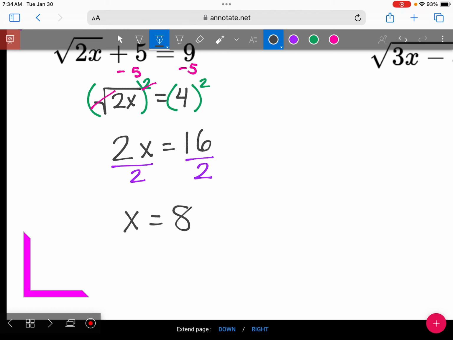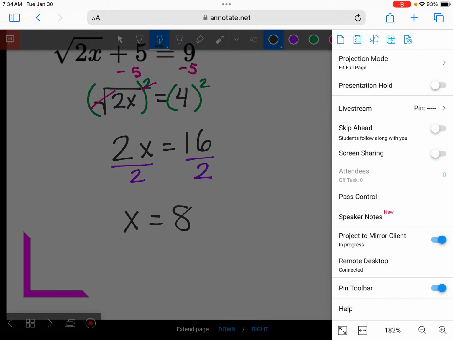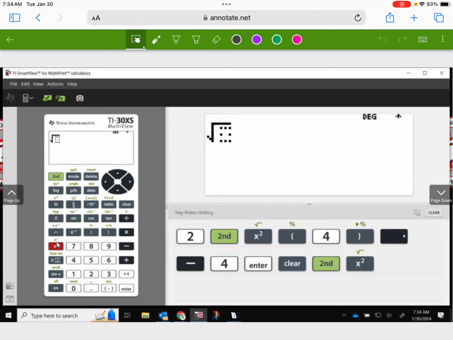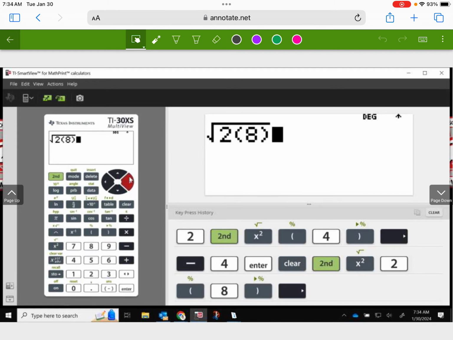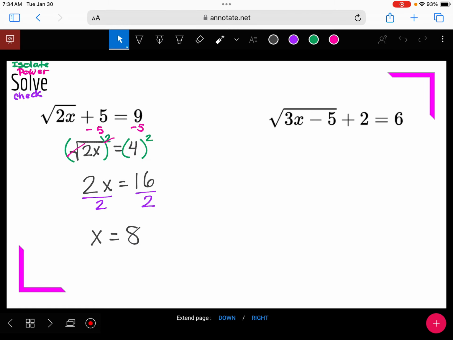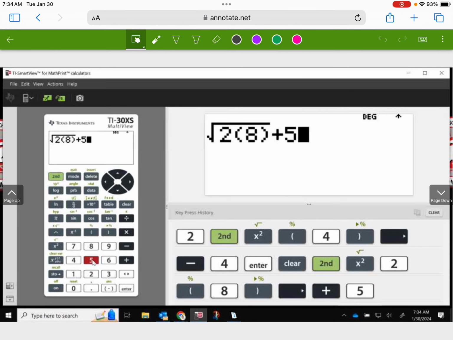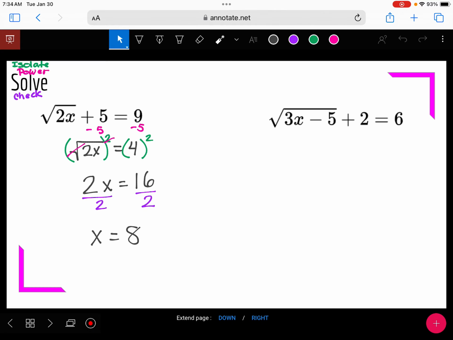And then we're going to check it to double check that we did it right. So we're going to grab a calculator, and we're just going to type in the square root of 2 times 8, and I don't remember the problem, plus 5. And we got 9, which is exactly what we're supposed to get, so we did good. Go team. So we checked it. Boop, check.